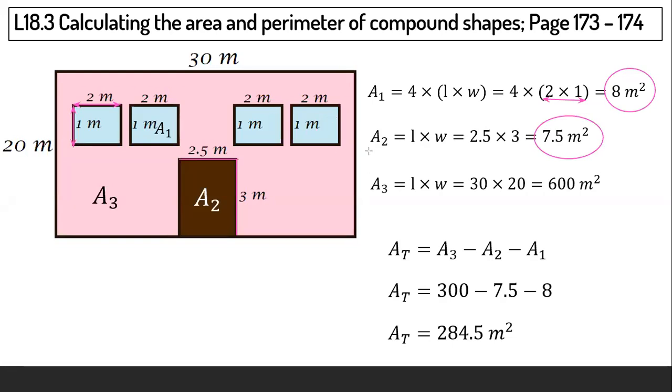Teacher, 30 times 20 is 600, not 300. Oh, yes, my mistake then, miss. So the answer is 584.5. Oh, yes, 584.5. Yes, correct. Correct. Thank you, Muhammad.